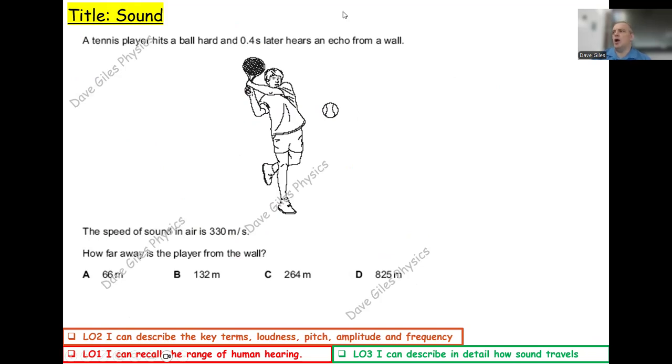A tennis player hits a ball hard. 0.4 seconds later, he hears an echo from the wall. The speed of sound in air is 330 meters per second. How far away is the player from the wall? Different ways that you can do this, but I'm going to half this straight away just to make it easy. So it takes 0.4 seconds to travel there and back. So it takes 0.2 seconds to travel to the wall. So speed is distance divided by time. Distance is speed times time. So it's 330 times 0.2, which is 66 meters.